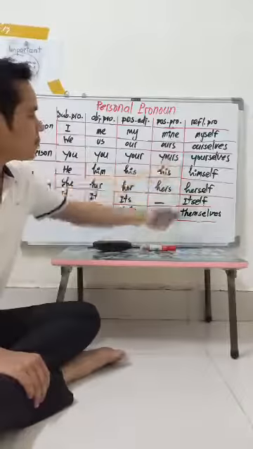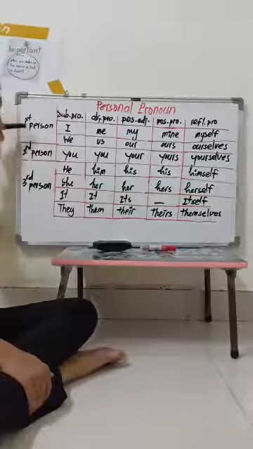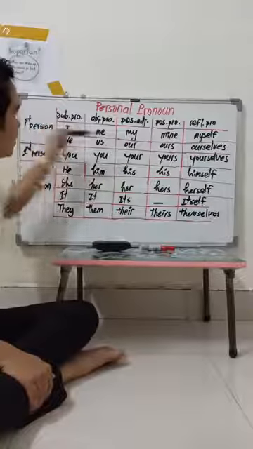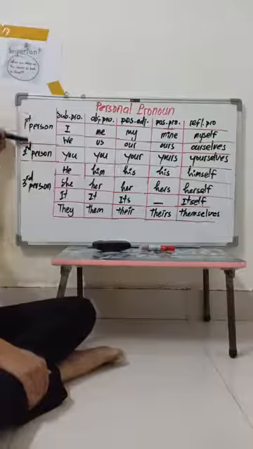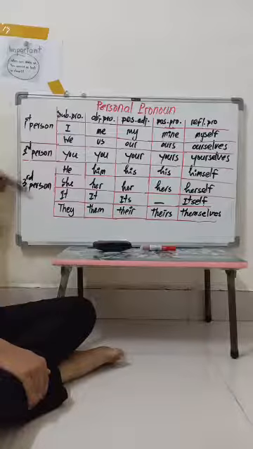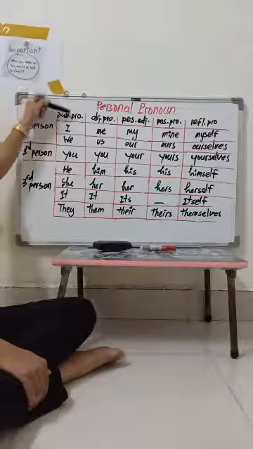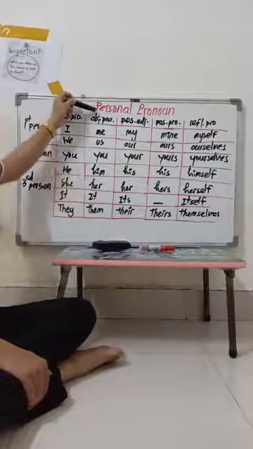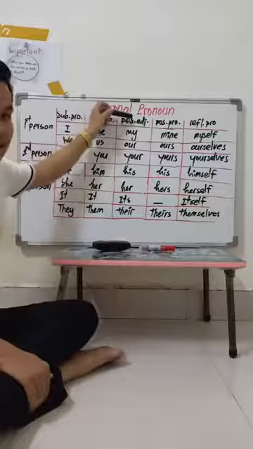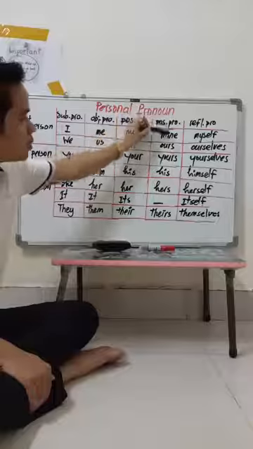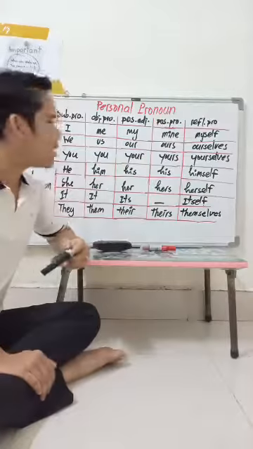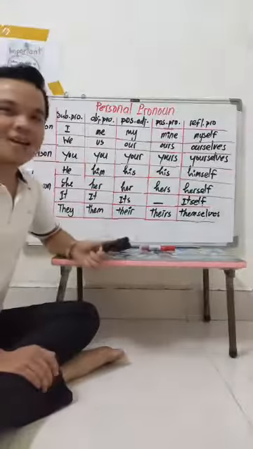Yes? You see, I try to divide it as columns. First person, second person, and third person. You can see, one part is subject pronoun, the second part object pronoun, the third part possessive adjective, the fourth part possessive pronoun, and the fifth part reflexive pronoun. Yes? Can we start together now? Okay?